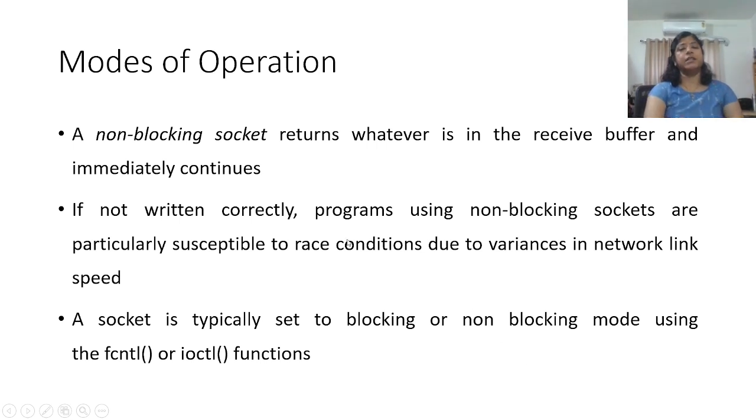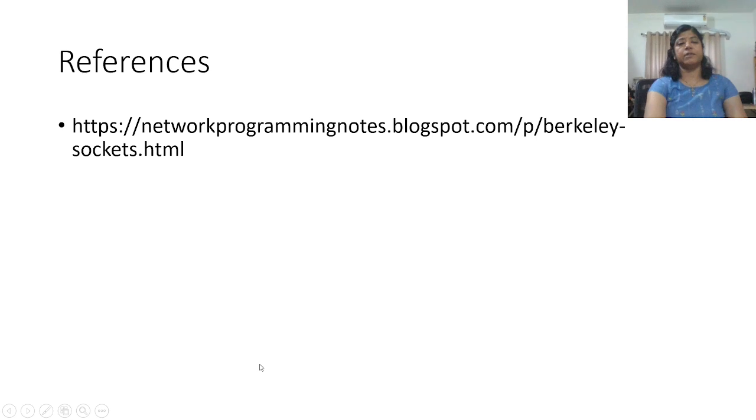Now, when we consider the non-blocking socket, it will return whatever it has in the receive buffer and will continue onwards. If not written correctly, programs which use non-blocking sockets are susceptible to race conditions due to variation in network link speed. The socket is typically set to blocking or non-blocking mode using the fcntl or ioctl functions.